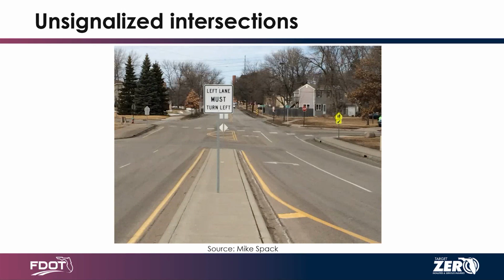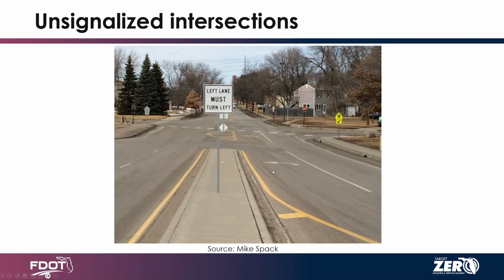So I just wanted to pause for an interactive moment. We went through a lot of countermeasures. Can anyone tell me what countermeasures have been applied at this unsignalized intersection location? The signage for pedestrian crossings and also the left turn. Yep, left turn. So installation of a left turn lane, pedestrian crossing signage, and additional signage that the left turn lane must turn left. Those are a few of the things.